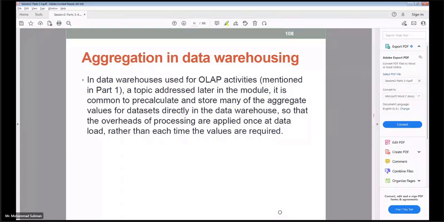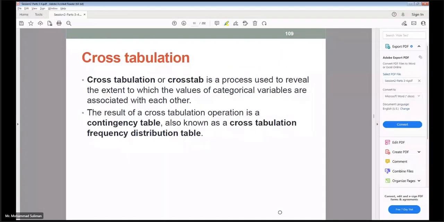Then we have cross tabulation, also called cross tab. It is a process used to reveal the extent to which the values of categorical variables are associated with each other. That is how the values are associated with each other, which is checked in cross tabulation. The result of cross tabulation is again a table, called a contingency table, also known as a cross tabulation frequency distribution table. So cross tabulation will provide you some aggregate values that will help you see how the variables are associated with each other.